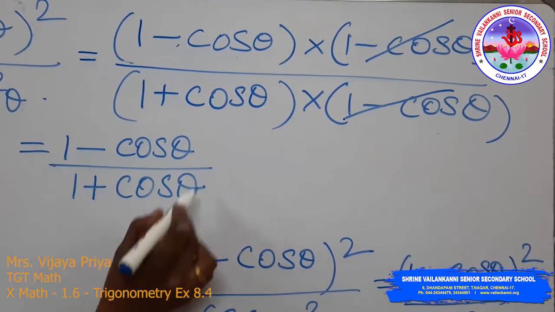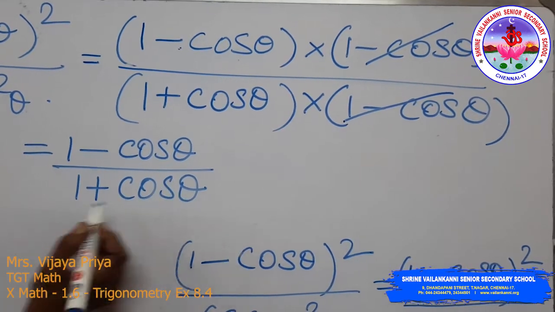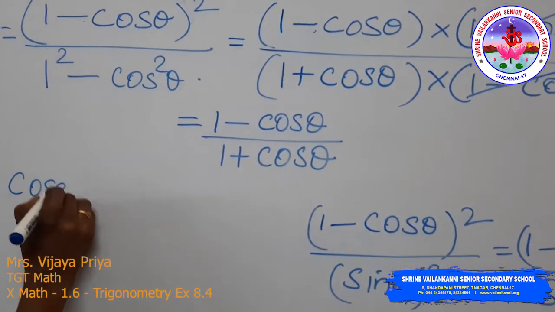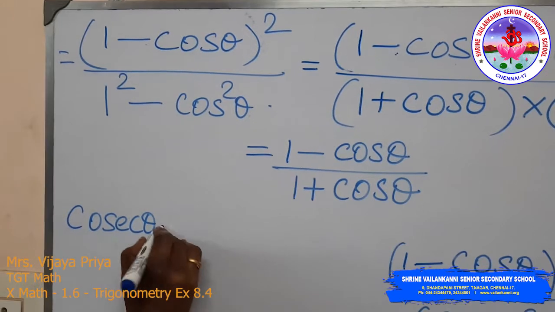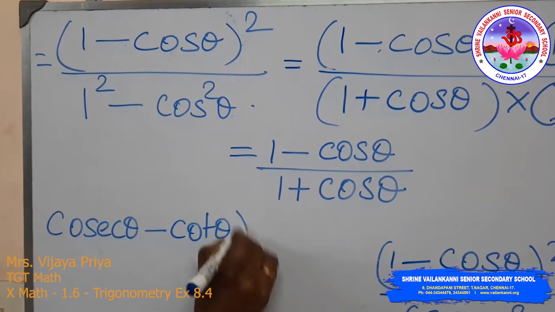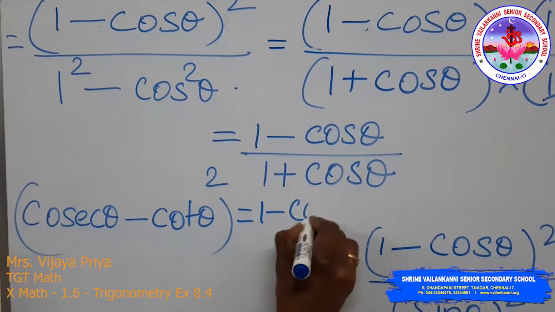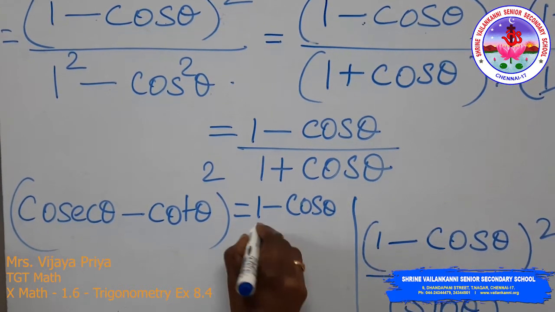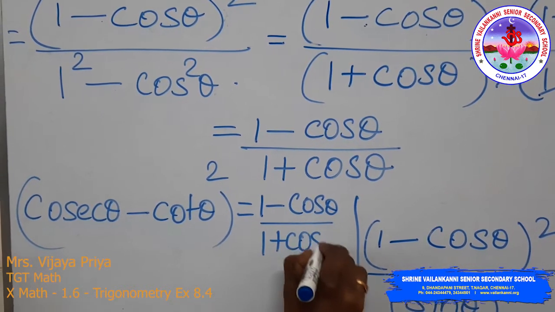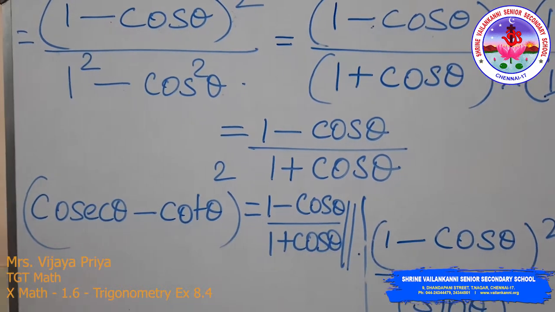Hence we have derived the right hand side answer. So thus cosecant theta minus cot theta the whole square, we got the answer as (1 minus cos theta) divided by (1 plus cos theta). Hence verified.